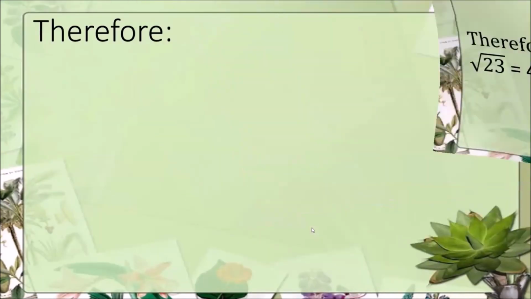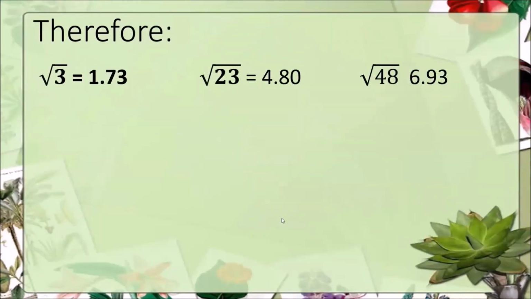Therefore, we can plot now the following. Square root of 3 is equal to 1.73. Square root of 23 is equal to 4.80. And square root of 48 is equal to 6.93.